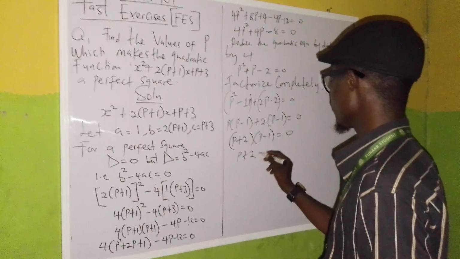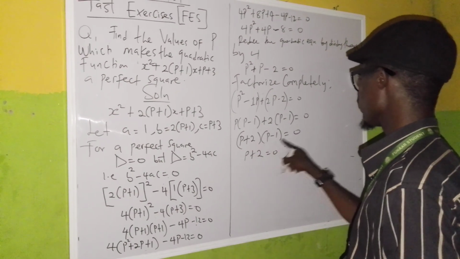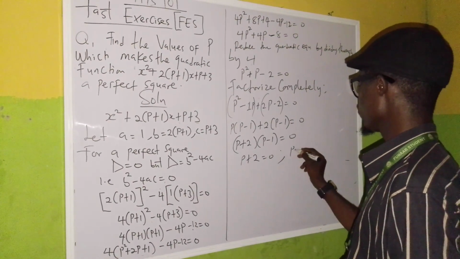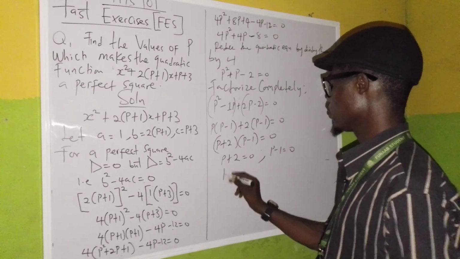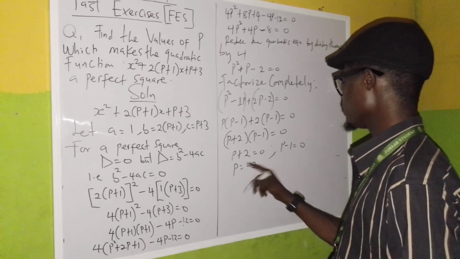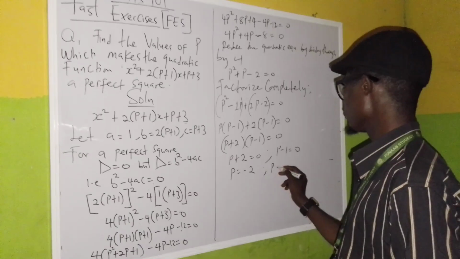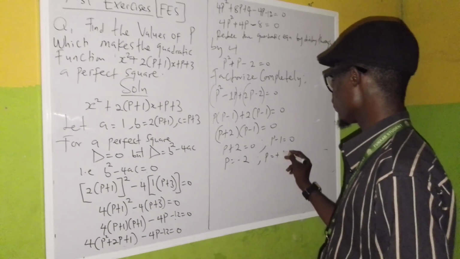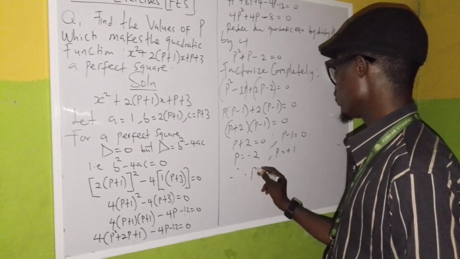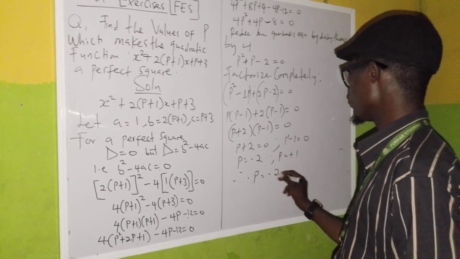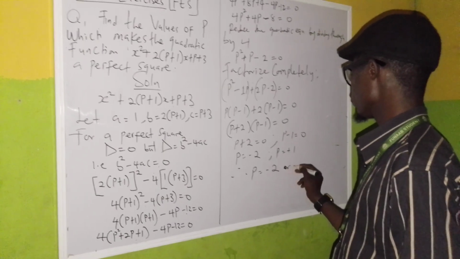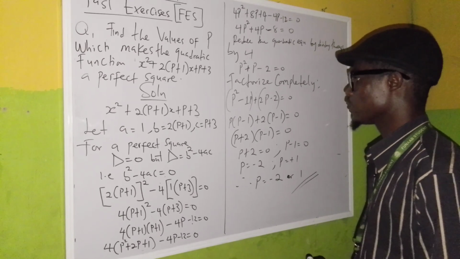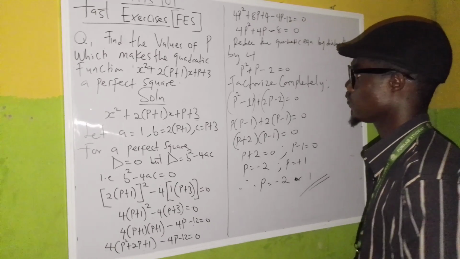P plus 2 equals to 0. This one equals to 0, while this one equals to 0. Then we have p equals to minus 2. Also, p equals to what? Plus 1. Therefore, p is equals to minus 2 or 1. So that is our final answer.